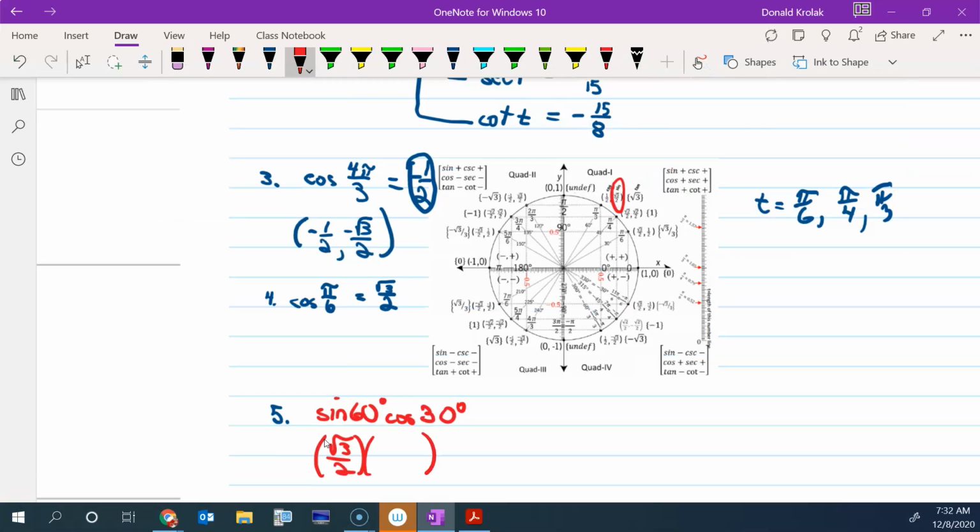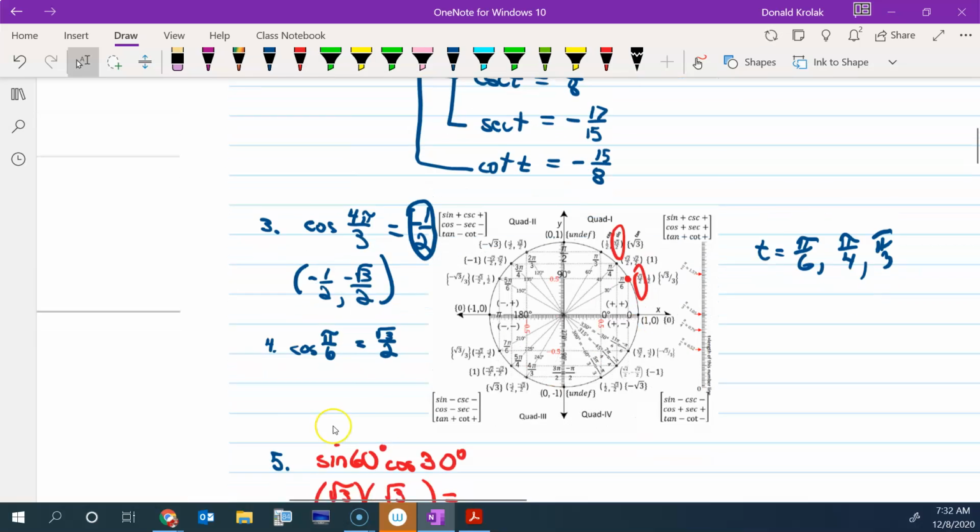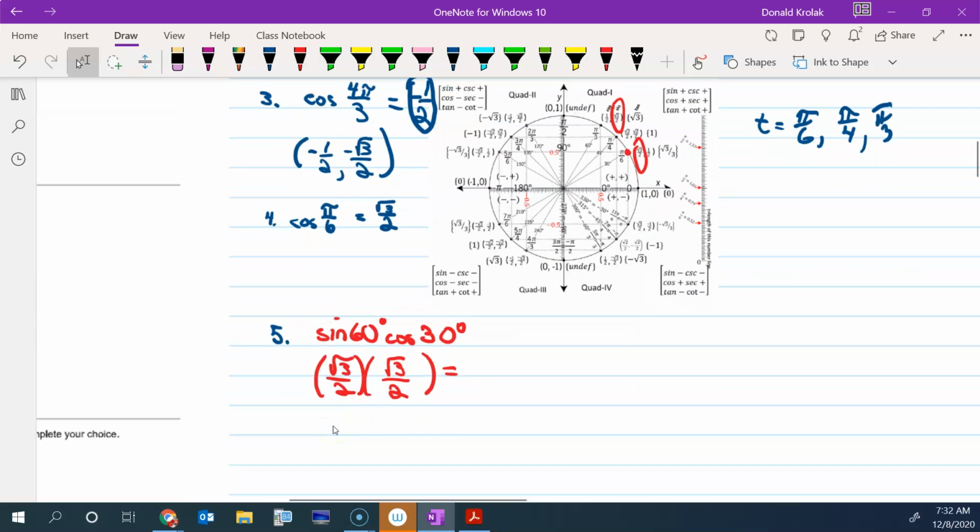Go to 30, which is pi/6, and the cosine is √3/2. Okay, now we multiply those straight out. √3 times √3 is 3 when you multiply a radical by itself, and then 2 times 2 is 4. So my answer is 3/4.